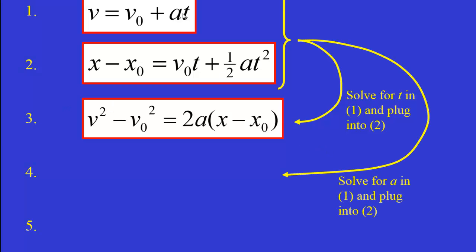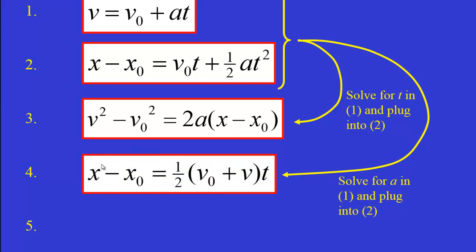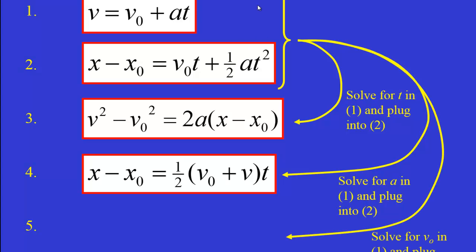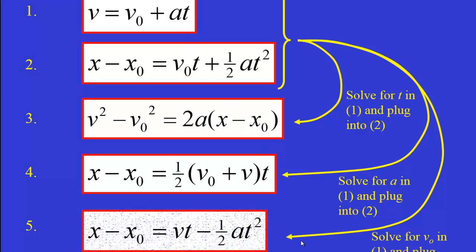But there's another way that we can combine those first two equations. We can solve for a in the first one and plug it into the second one. And if we do that, we get an equation that doesn't have acceleration in it. It relates the change in x, or the displacement, to the initial and the final velocity and the time. And you can probably guess what we're going to do to get our final equation. We'll take the first two equations, solve for v0 in the first equation, and plug that into the second equation. Then we'll get equation number 5, which does not involve v0.